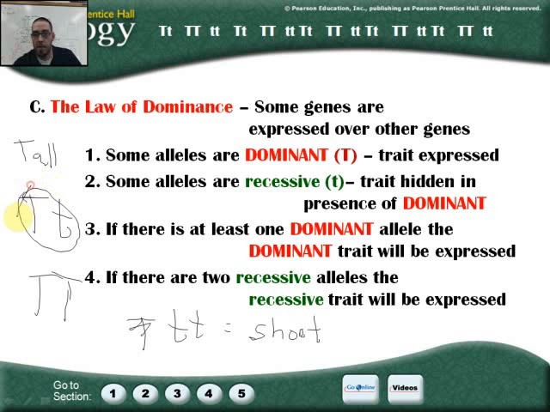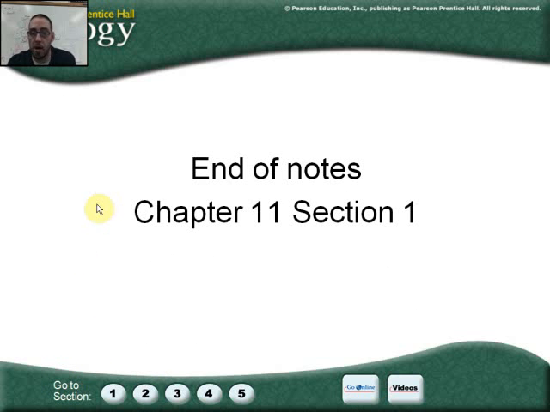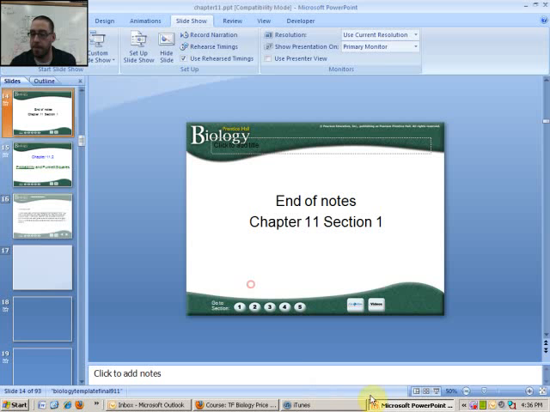So again, I think this is the best one to show the dominance. This dominant T will hide or be what we see in the offspring. So we'll see a tall plant. This recessive T ends up being what is hidden in the law of dominance. And I hope that helps for chapter number 11.